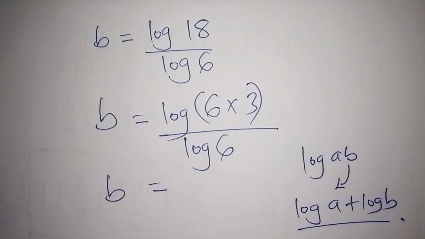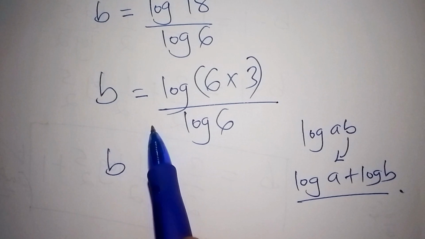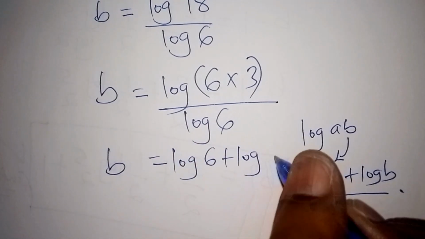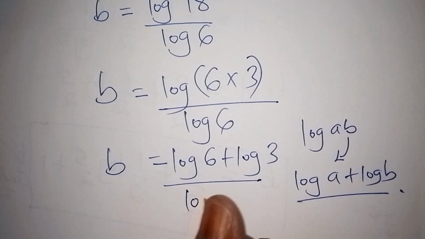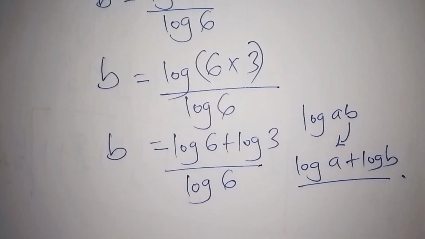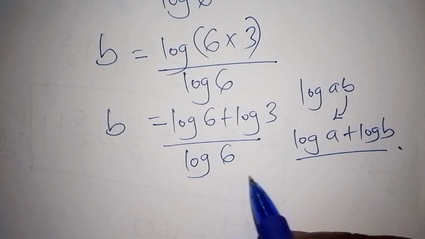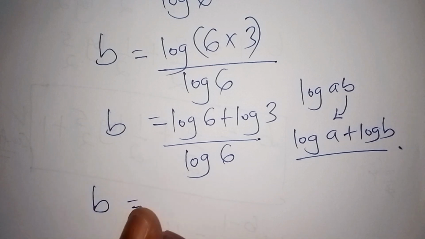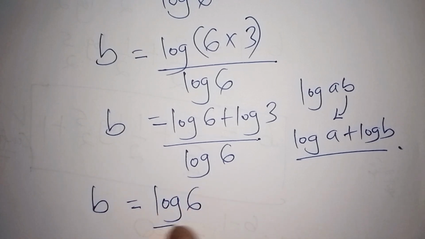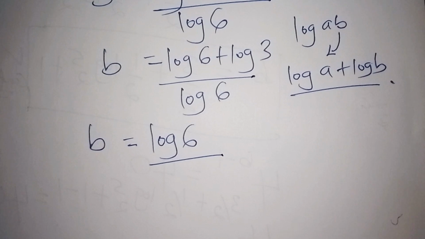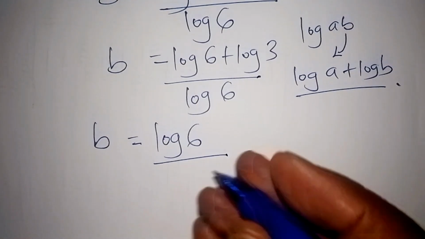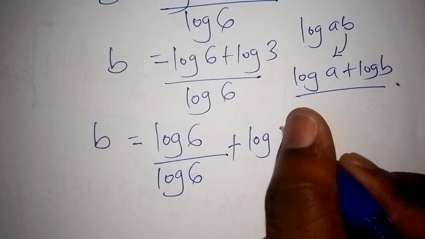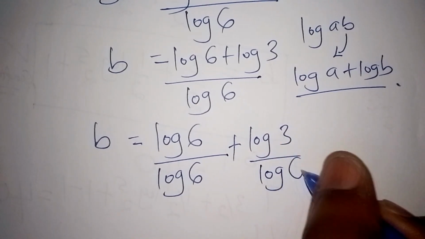So let's now consider this maths problem. The log here now shall be the log of 6 plus the log of 3, all over the log of 6. So now we shall work it out independently by dividing both sides by the log of 6. So our b in this case is equal to the log of 6 all over the log of 6, so we shall have the log of 6 divided by the log of 6, then plus the log of 3 all over the log of 6.